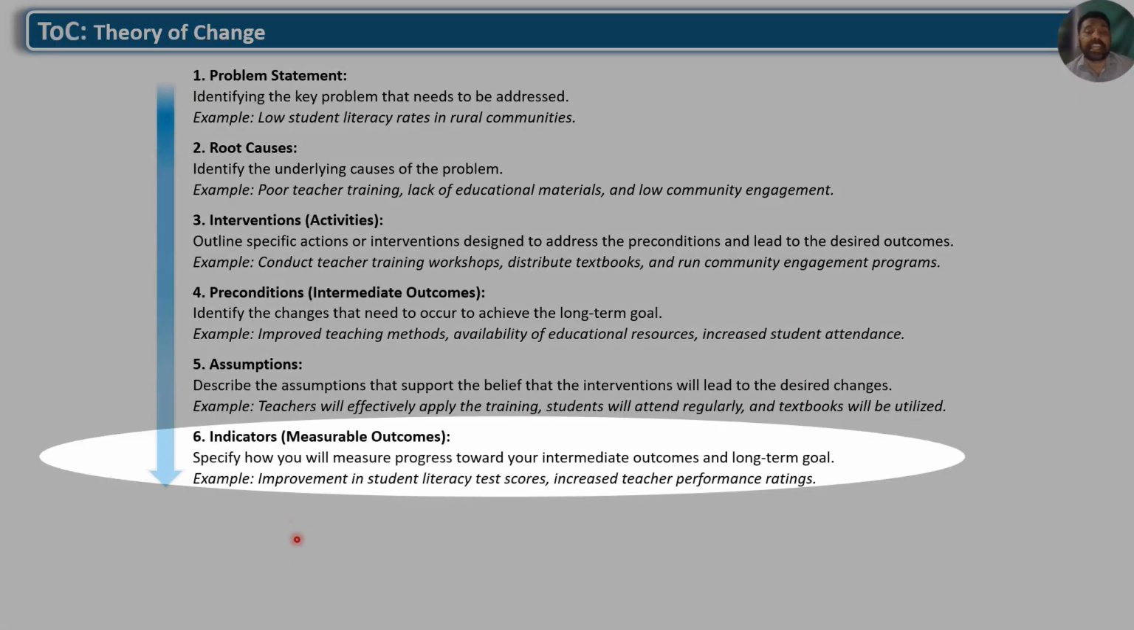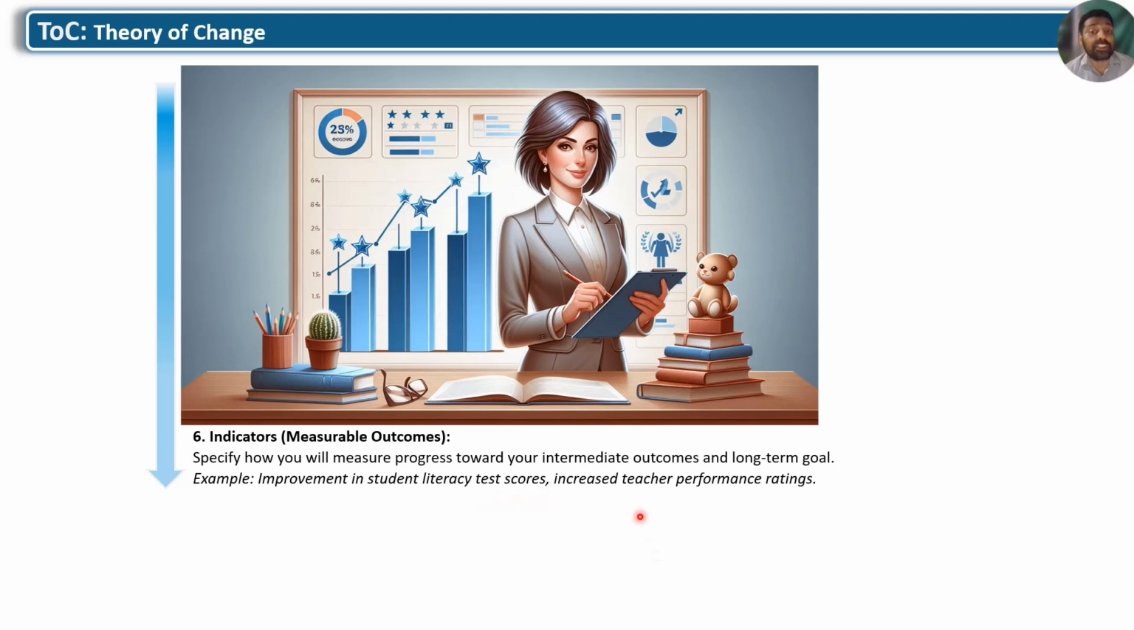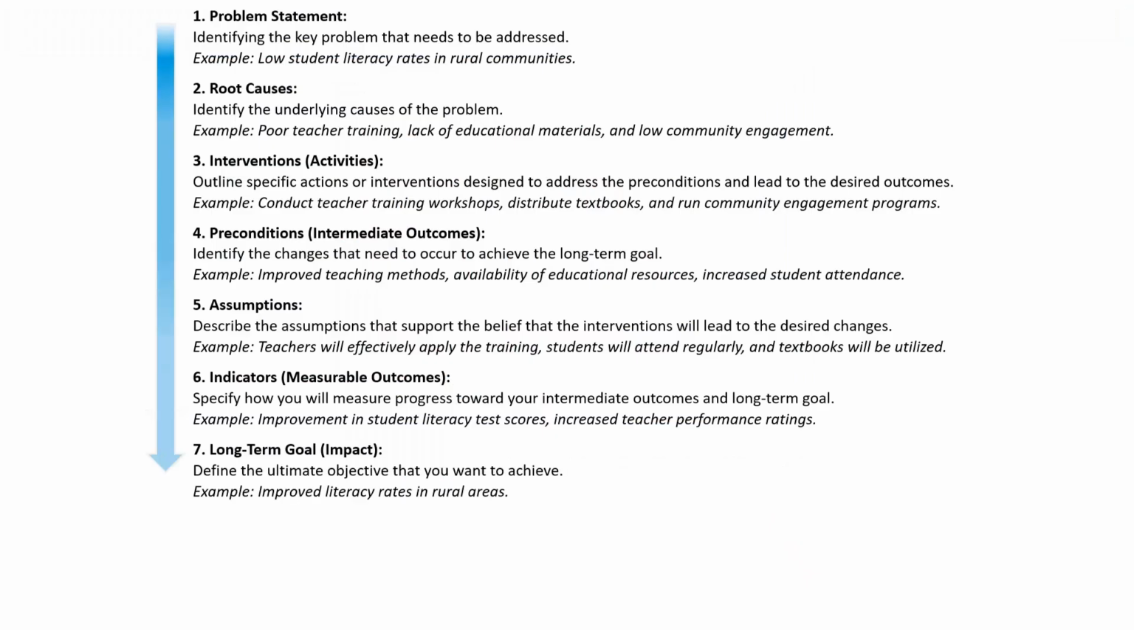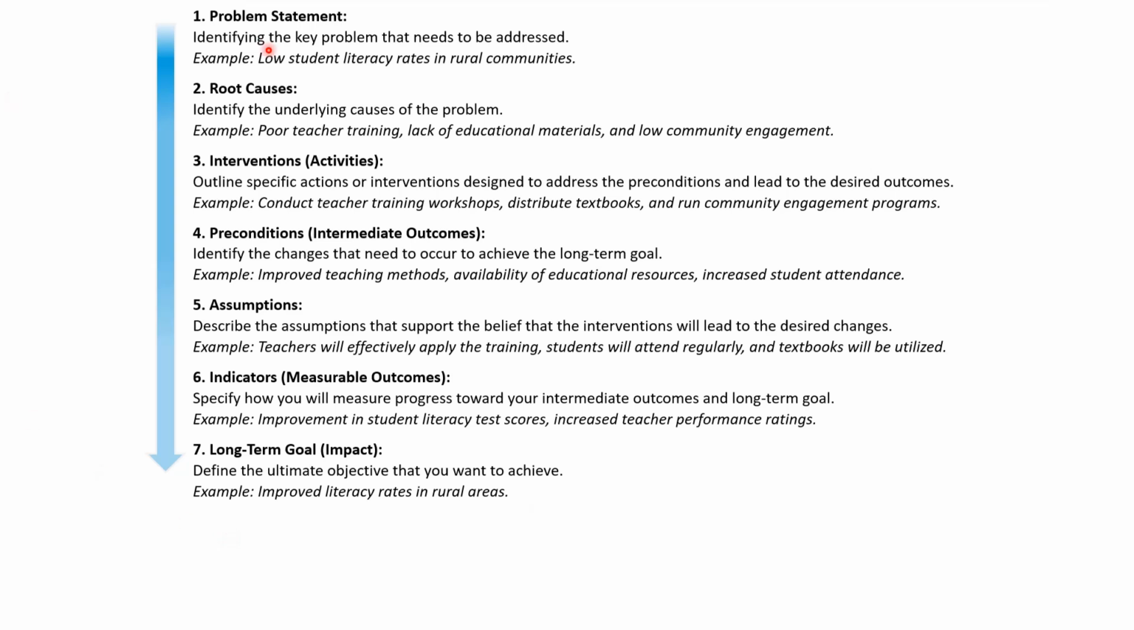And then come the indicators, the measurable outcomes. You will need to specify how you will measure progress toward your intermediate outcomes and how you will measure your progress towards these activities. In this example, improvement in student literacy test scores and increased teacher performance. And then comes the long-term goal, the impact. If this is the problem and these are the indicators, my ultimate goal would be improved literacy rates in rural areas. The problem was low student literacy rates. So if all these steps are properly followed, we can achieve this long-term goal, which is improved literacy rates in rural areas.